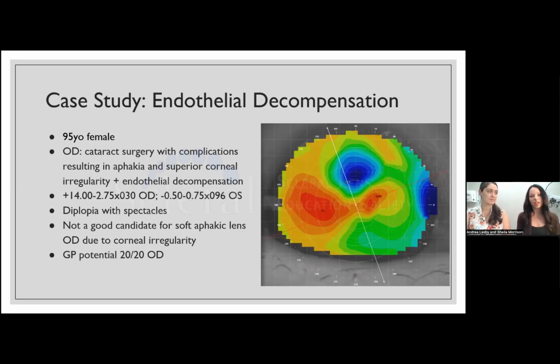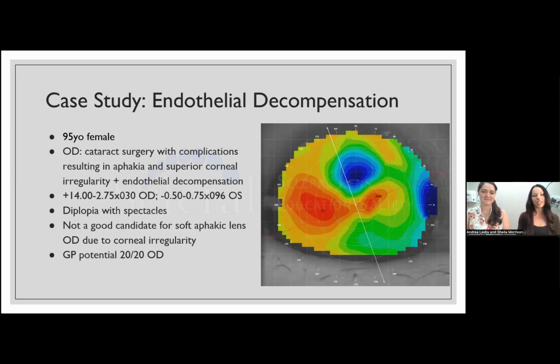The patient that is here, this is a topography of a 95-year-old female, one of my favorite patients since I came back to Calgary. I love her. She's so lovely. She's always feeling like she's bothering us by coming to the clinic. You know, her family drives her in and she's just lovely.